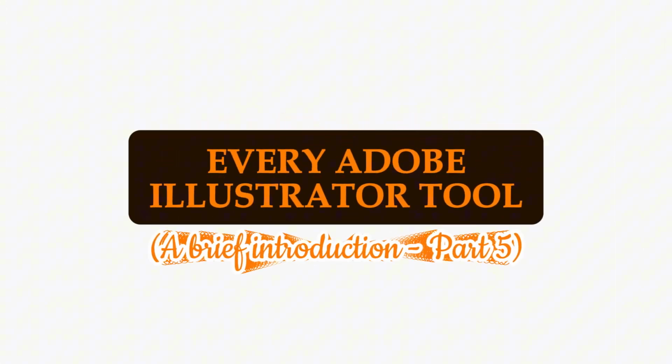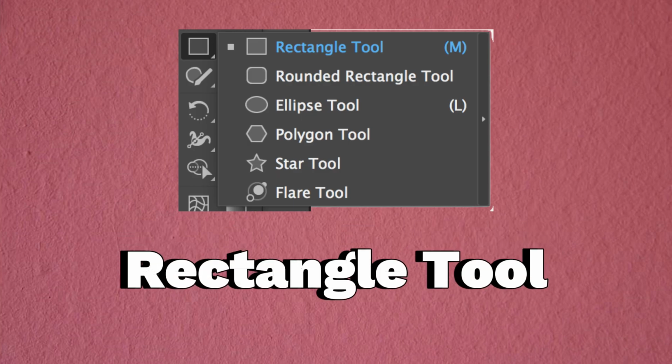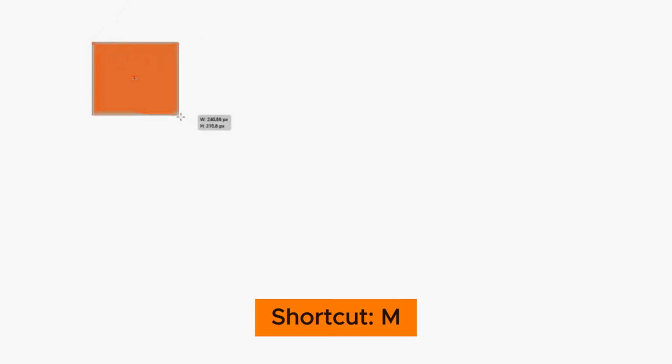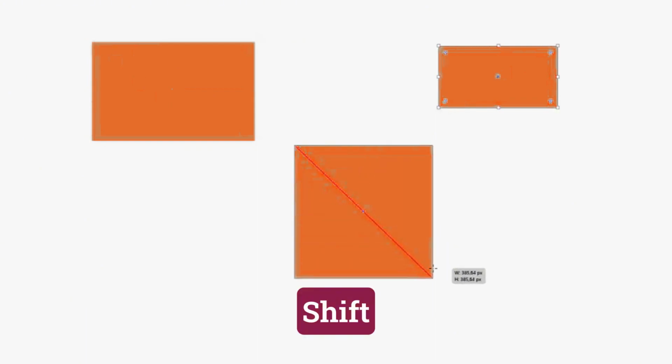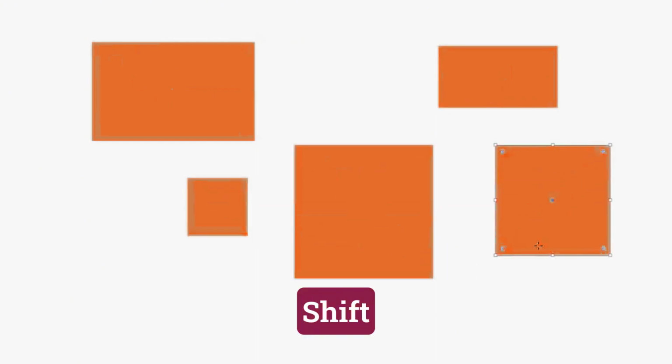Every Adobe Illustrator, a brief introduction, Part 5. The Rectangle tool. Shortcut is the letter M. Click and drag to create a rectangle. Holding Shift will create a perfect square.